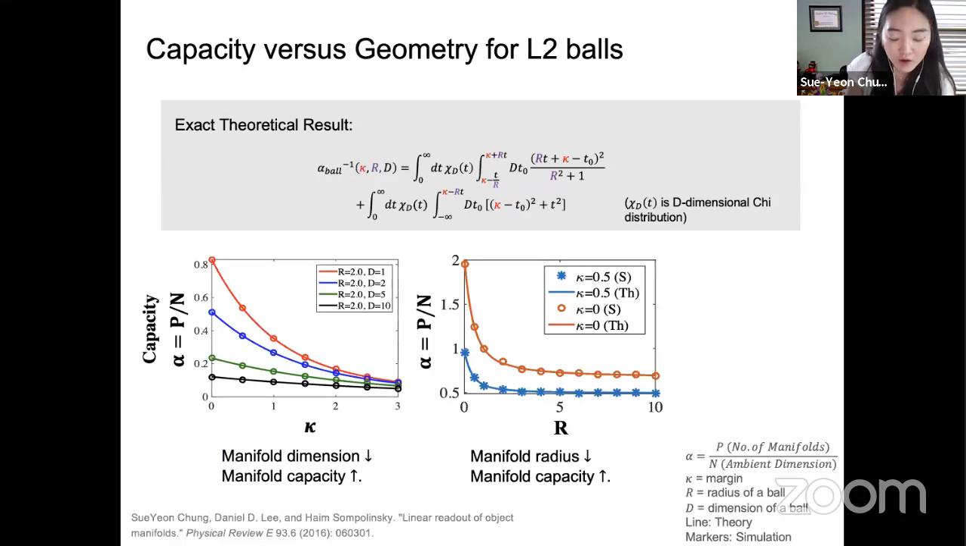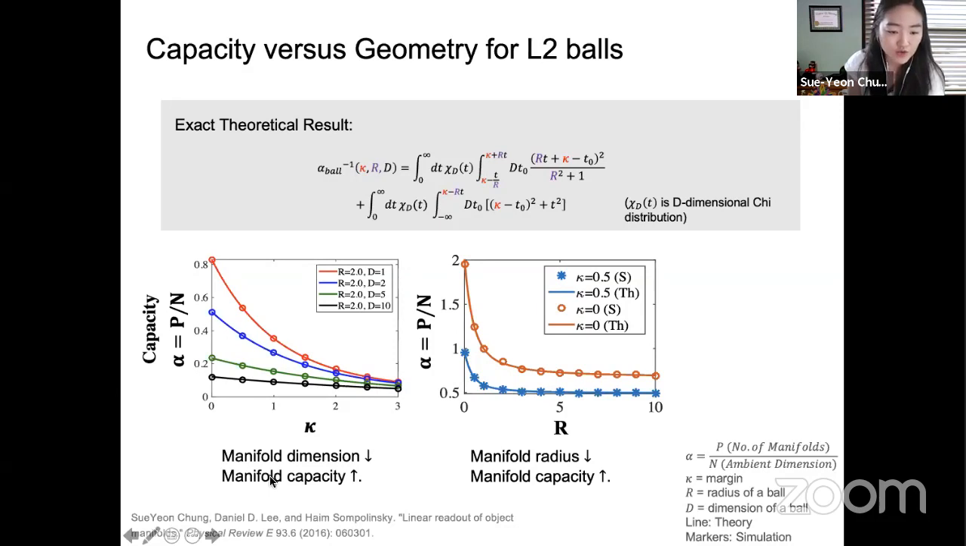So before talking about the general shaped manifold, I should also emphasize that for the spherical shapes or L2 balls, you can actually analytically write down the capacity as a function of the radius and dimension of the spheres or L2 balls with the imposed margin, and it's a pretty crisp form.